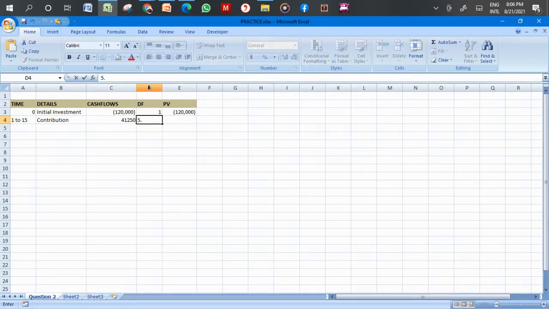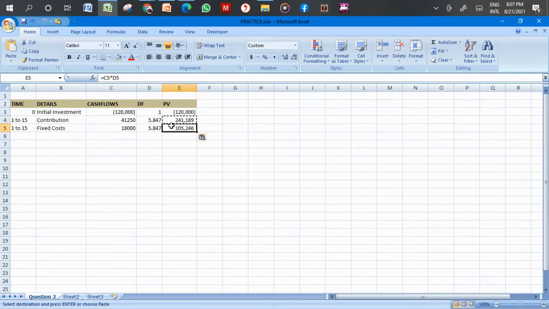So we come here, we put 5.847. Because it's an annuity, we are going to say this one multiplied by this one. So the present value of our contribution is this one. It's positive because it's income. Then again, from year 1 to year 15, we're going to incur those specific costs, and we are given that they are 18,000. The present value factor will not change, and the calculations will not change here. What changes is the sign because it's an outflow.